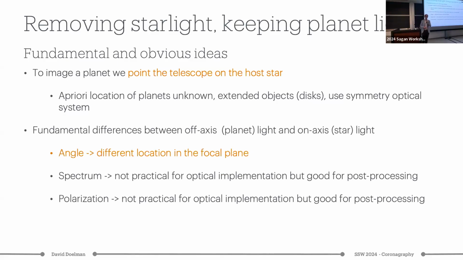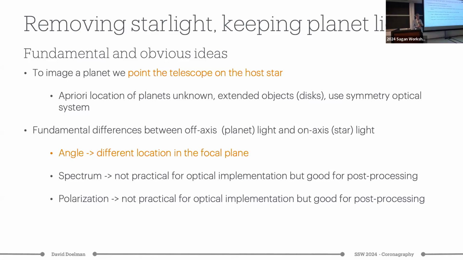Okay, then we can think about the fundamental differences between the light of the star and the light of a planet. I think the first and most important thing is that they come in at a slightly different angle. And this is what we're going to use for our coronagraphs. However, the spectrum and the polarization signal of a planet are also different. So it might be good to think about ways that we can use this to our advantage.